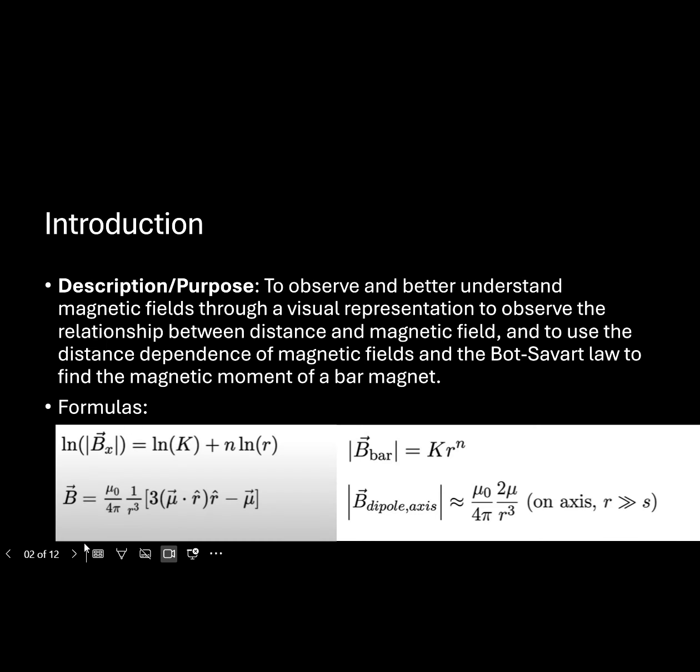So, some intro. We're trying to better understand magnetic fields through visual representation and understand more about some of the laws for magnetic fields. Here we have some of the common formulas we're going to use. So we have the formulas for a dipole. These are going to be really crucial for calculating mu, and we can also use these to approximate values at any location.